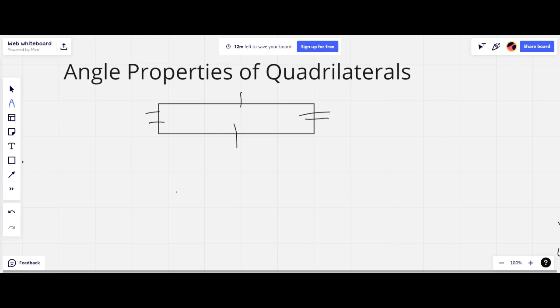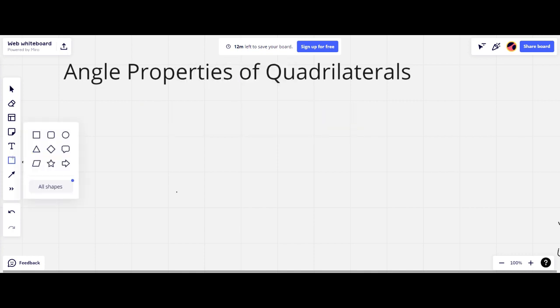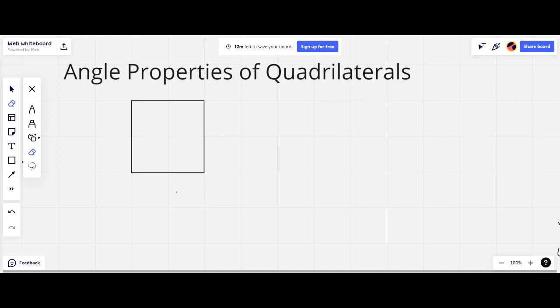So, angle properties of quadrilaterals. Let's start with a rectangle. Every single angle in a rectangle is 90 degrees. That is the biggest factor in a rectangle to do with angles. Now let's draw a square. Every single angle here is 90, 90, 90, 90.